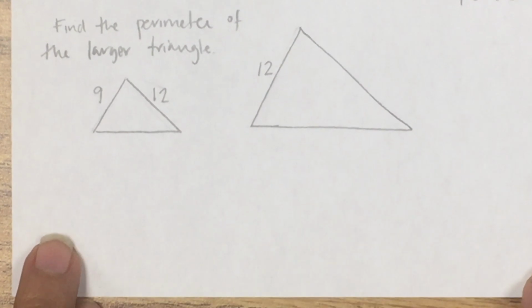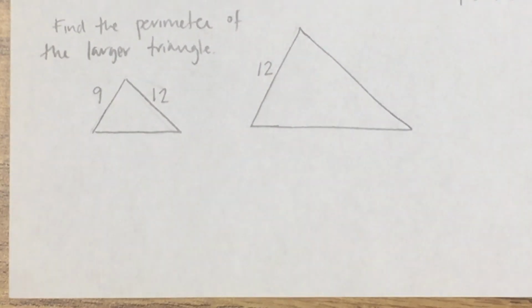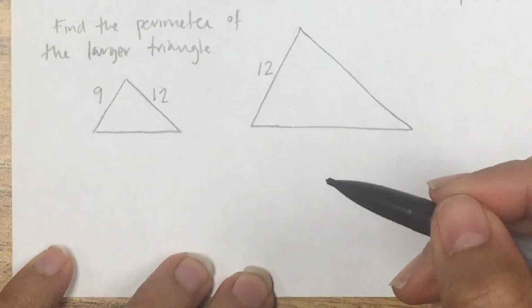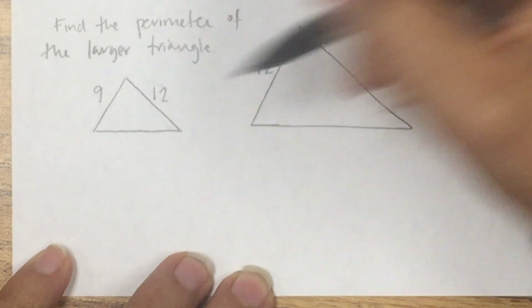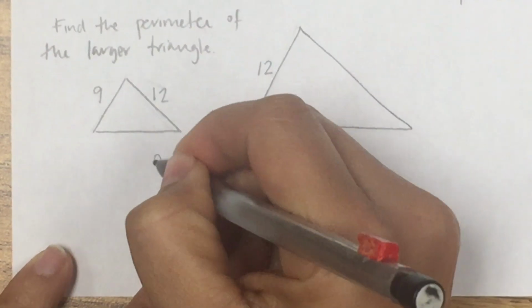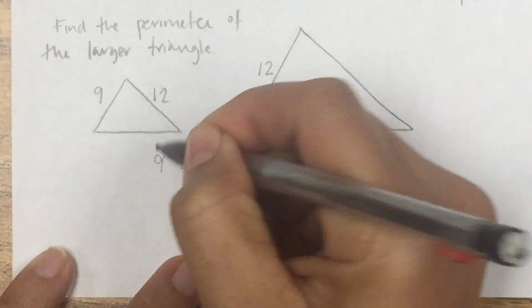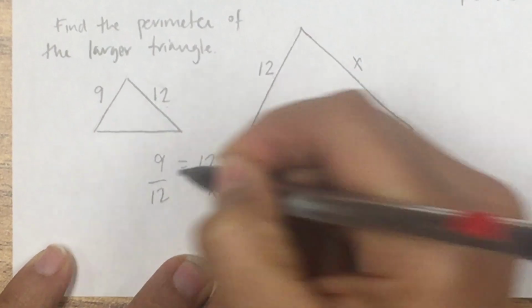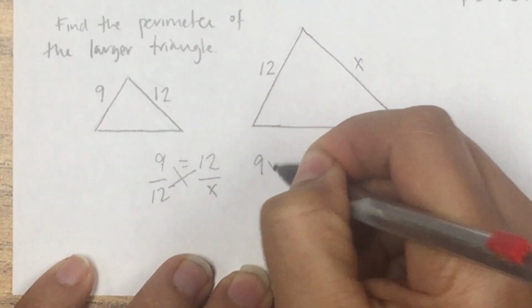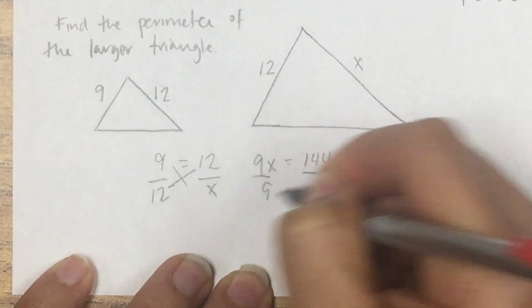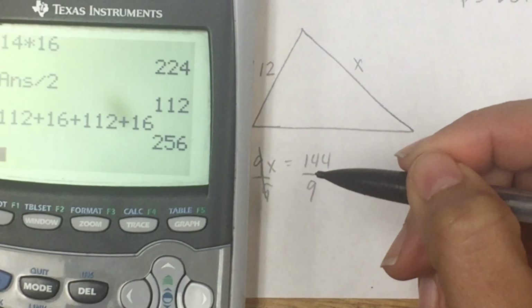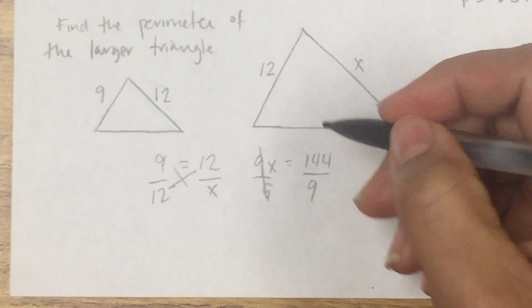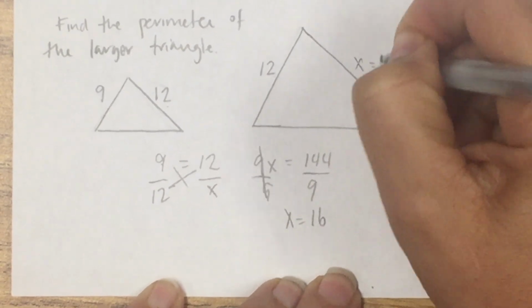All right. Find the perimeter of the larger triangle. If they're already similar, so 9 goes with 12. You see this is the longer side. So 9 goes with 12, and I'm going to say that's x. 12 goes with x. Cross multiply and divide. That's going to give me 9x equals 144. Divide by 9. So x equals 16.